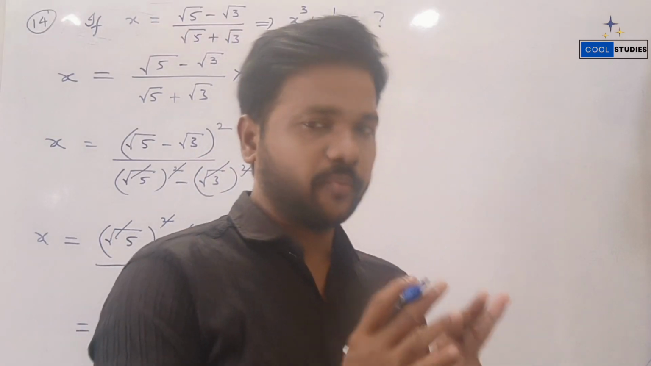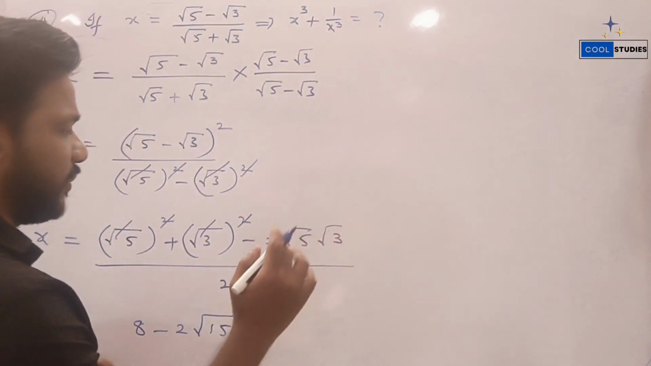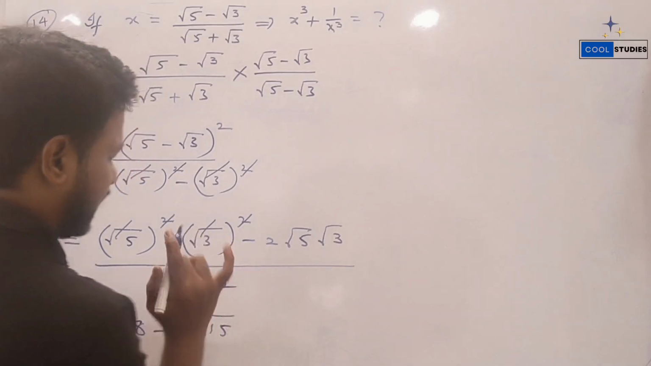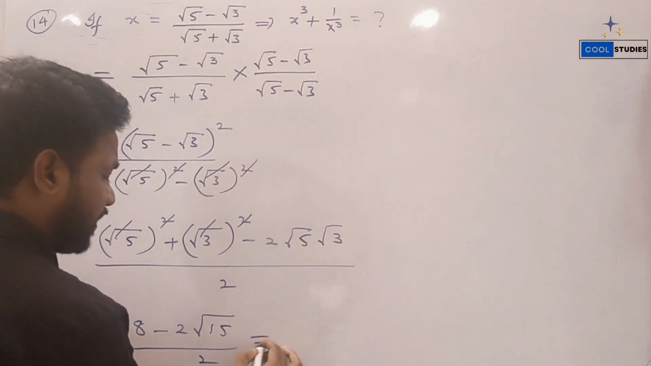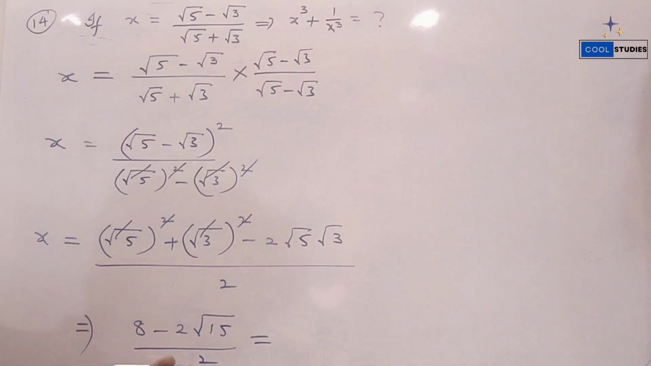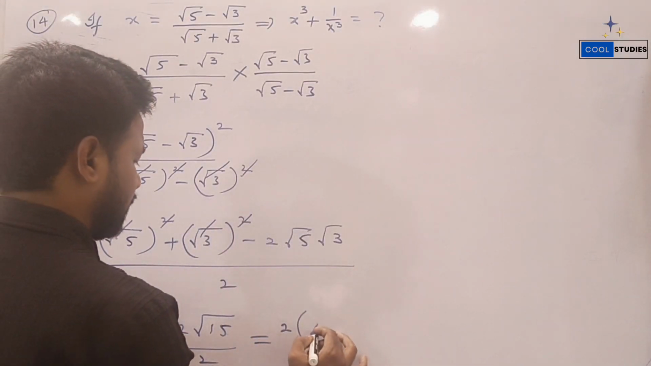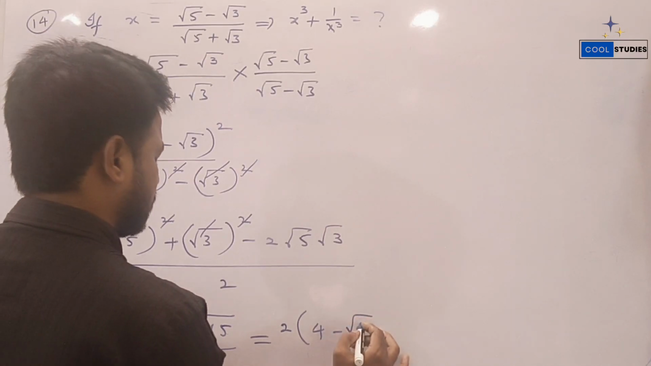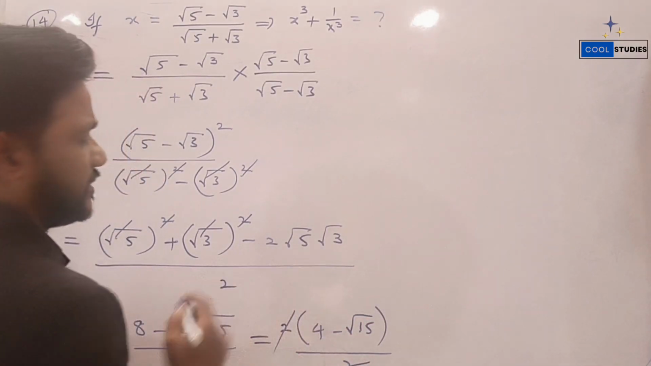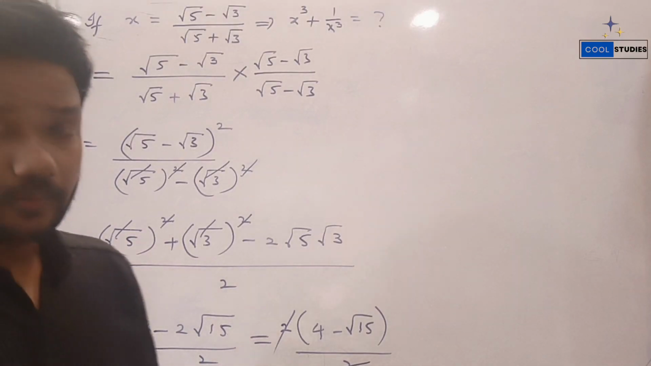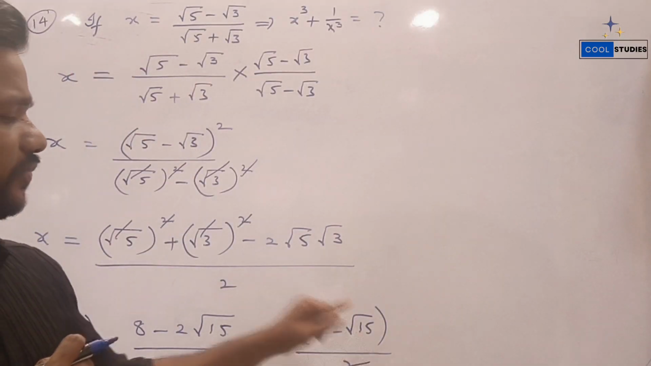Root a into root b, we can combine them. So root ab, 5 into 3, is 15 by 2. Let us take 2 common in the numerator and cancel the denominator. So 4 minus root 15 by 2, the 2 cancels. So finally we got the value of x is 4 minus root 15.